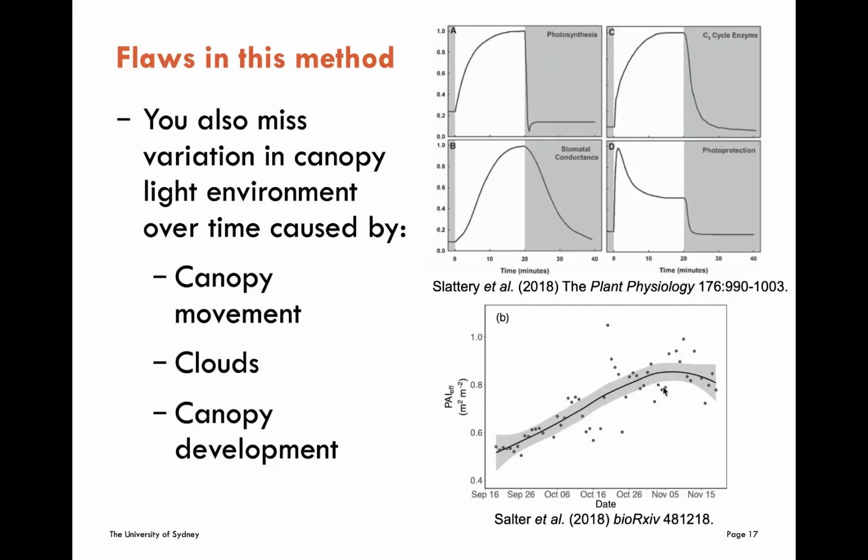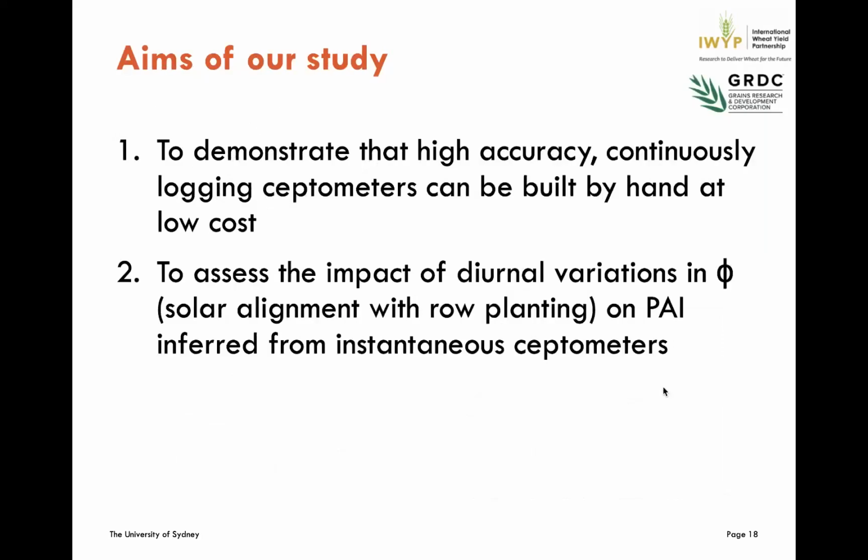But the big problem with taking continuous measurements across whole days, instead of spot measurements, is that these ceptometers, like the one I showed earlier, cost on the order of $2,000 plus. So you're really not going to be able to put lots of ceptometers out into all your various research plots at the same time and measure across a whole diurnal cycle. So that's why we decided to build our own.